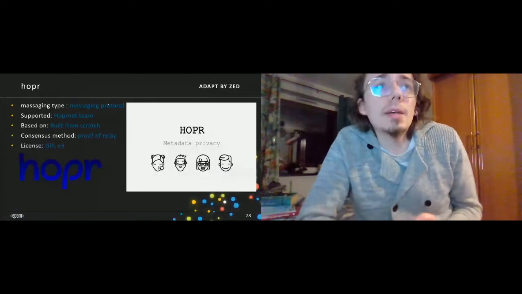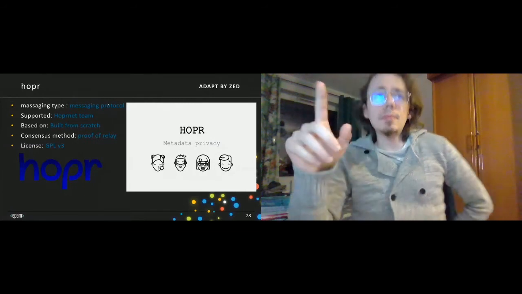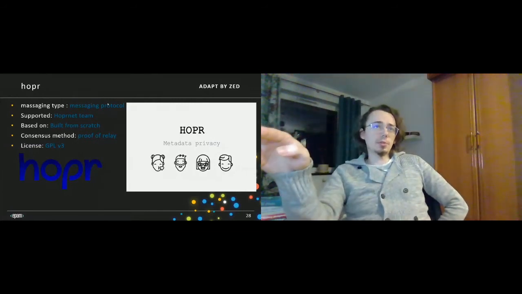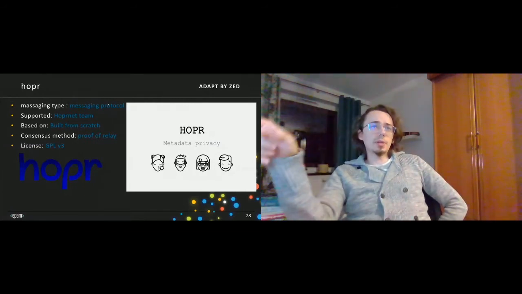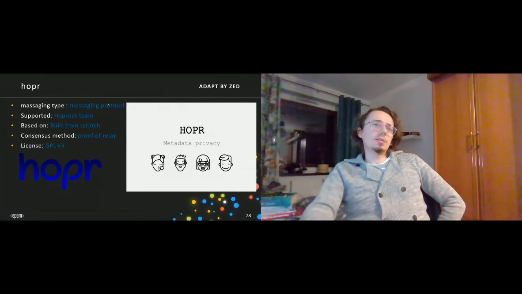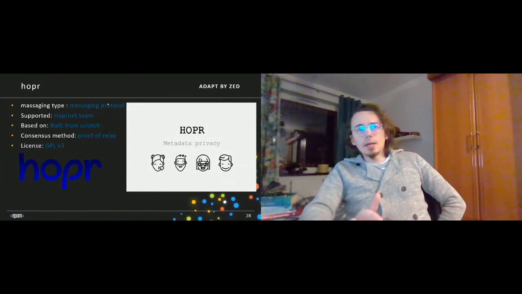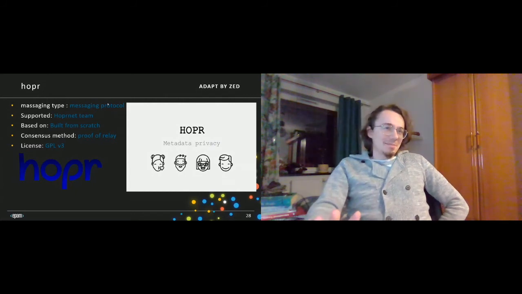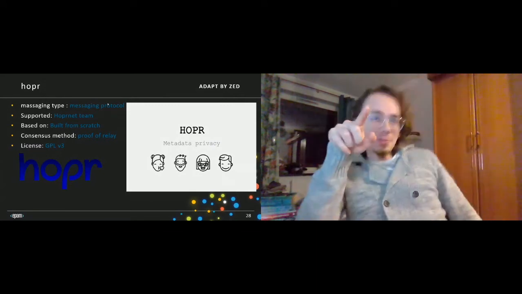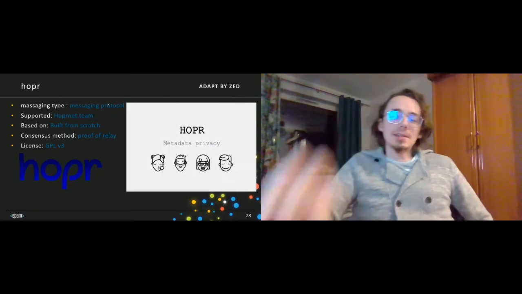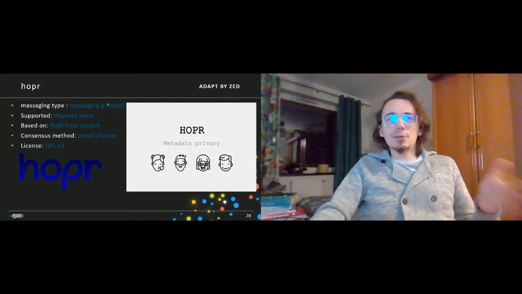Next one is Hopper. It's also a messaging protocol. It's supported by the HopperNet team. It's built from scratch. Consensus method is proof of relay. License is GPL version 3. I could stop right now, but one more time, this proof of relay is so nice that I would like to go deep.